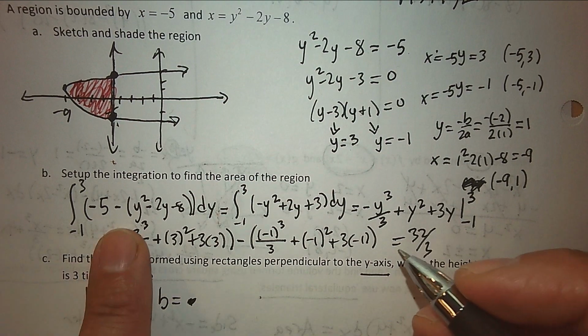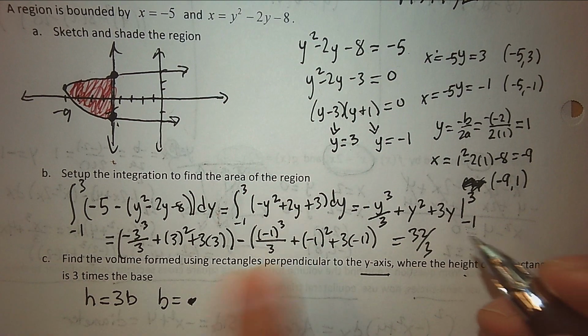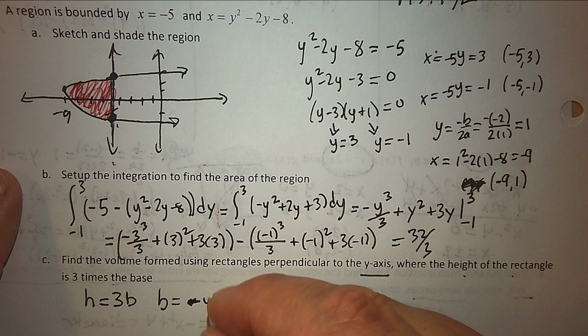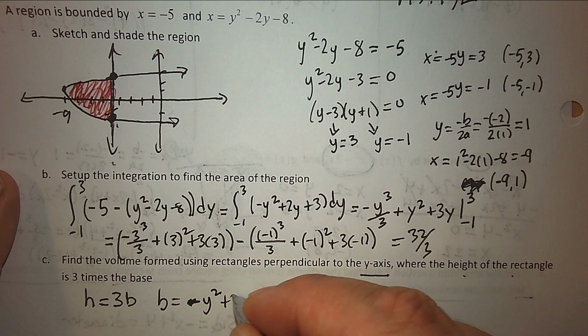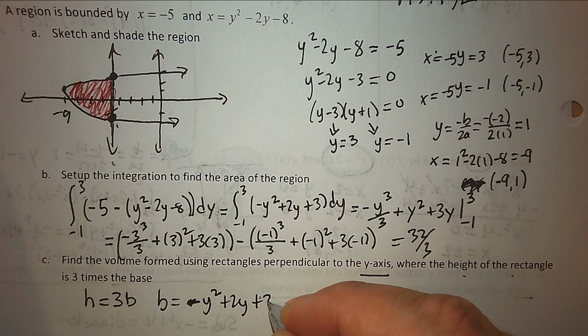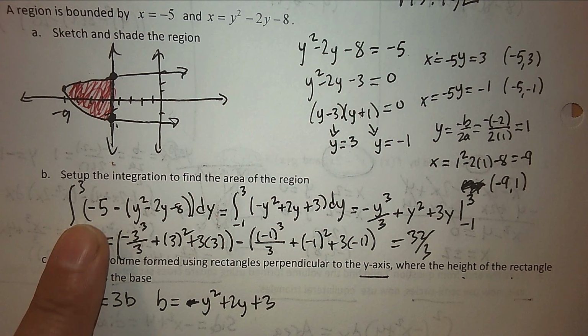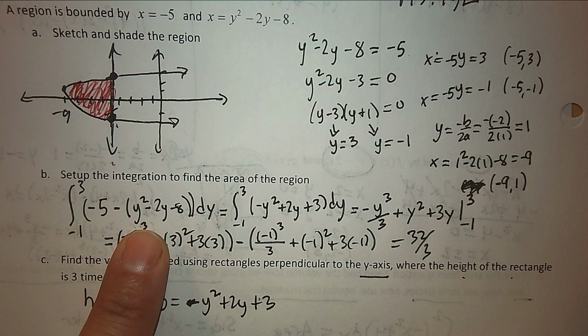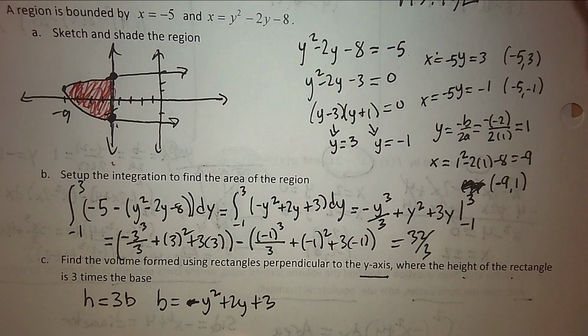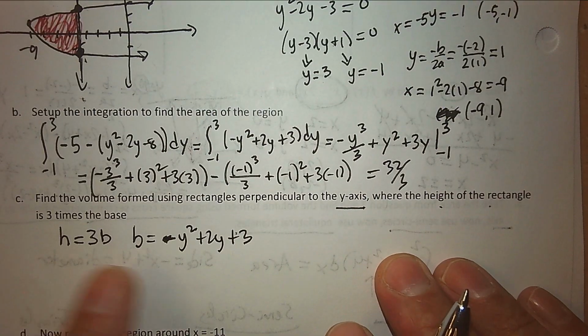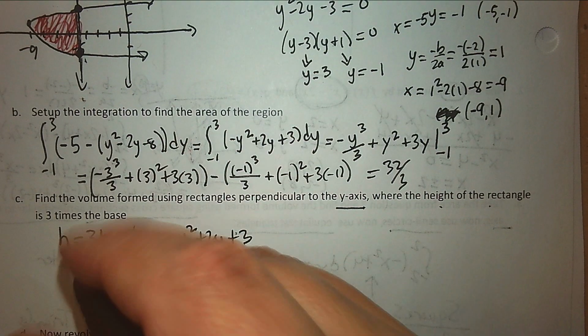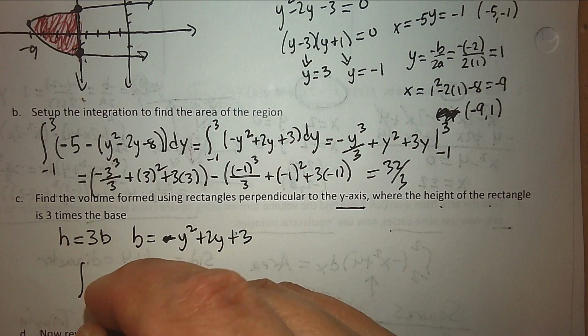So I'm actually going to do the simplified one. The negative y squared plus 2y plus 3. So do you remember how we got negative y squared plus 2y plus 3? We went right, subtract, left, and simplified it. Now, why am I writing on the height and the base? Because the area of a rectangle are those two things.